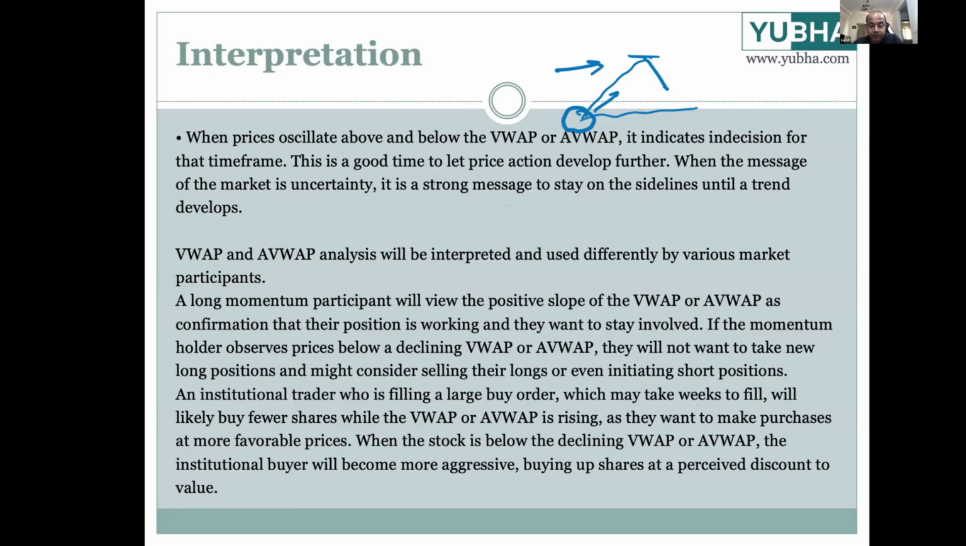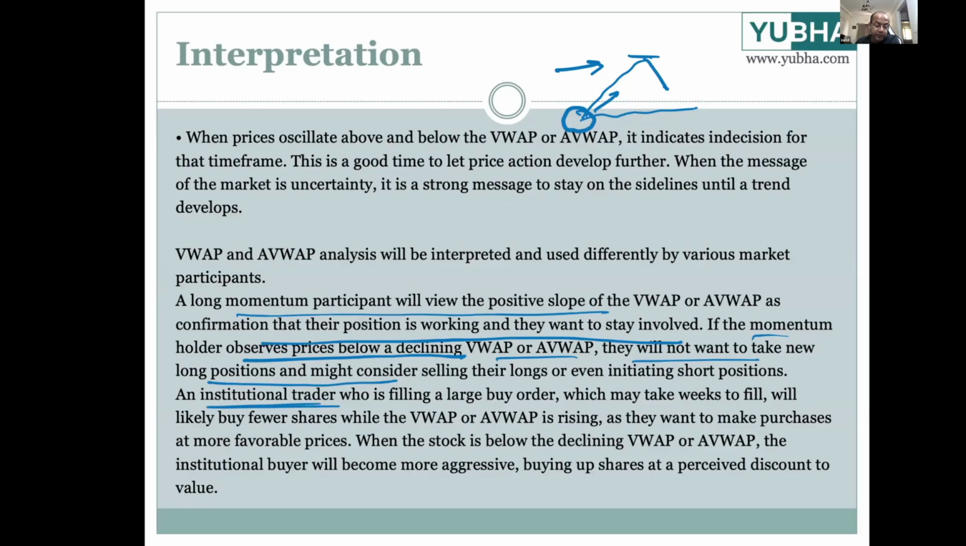A long momentum participant will view a positive slope of the VWAP or anchored VWAP as a confirmation that the position is working and they want to stay involved. If the momentum holder observes the prices below a declining VWAP or anchored VWAP, they will not want to take a new long position and might even consider selling their longs and probably taking a short position.